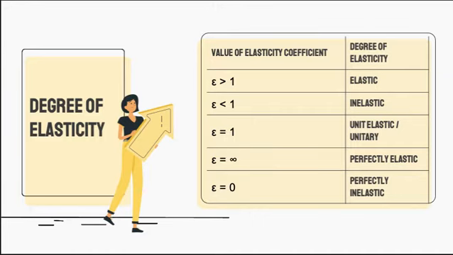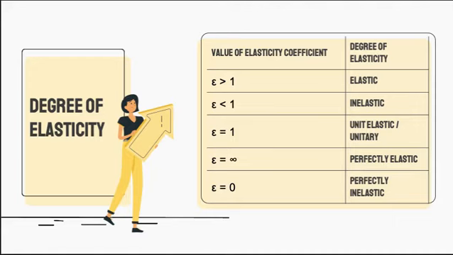The other way around, if the percentage change in quantity is less than the percentage change in price, the result is less than 1 and the degree of elasticity is said to be inelastic. As for unit elastic, when E is equal to 1, this happens when the percentage change in quantity is proportional or equal to the percentage change in price.